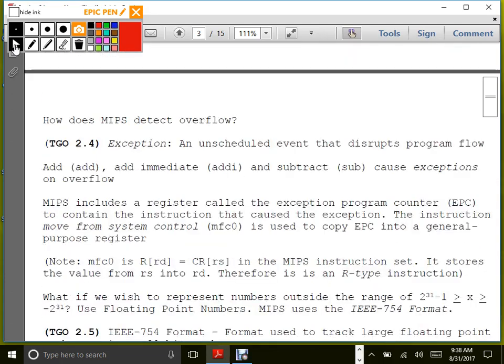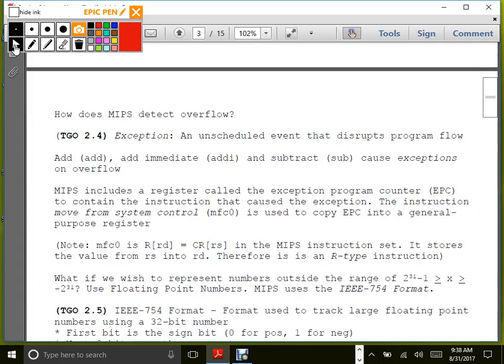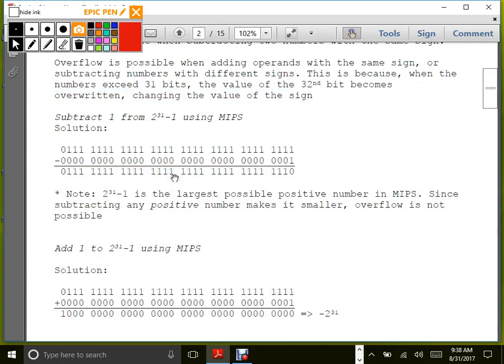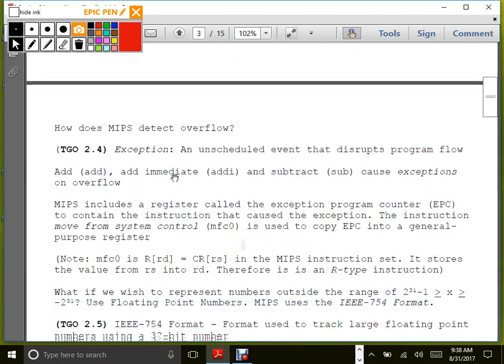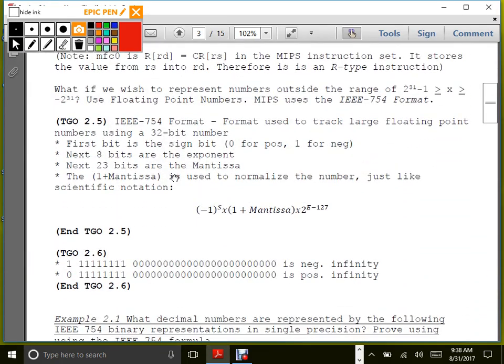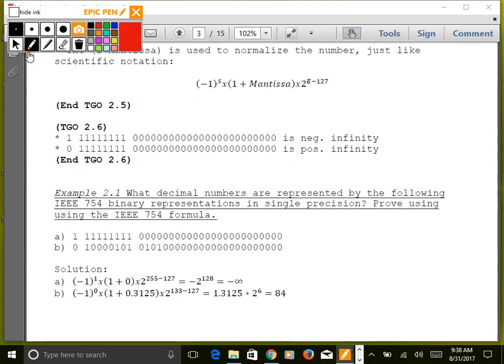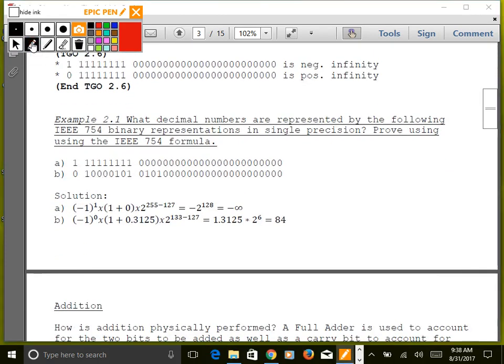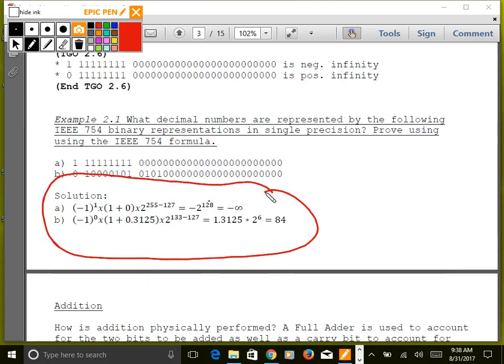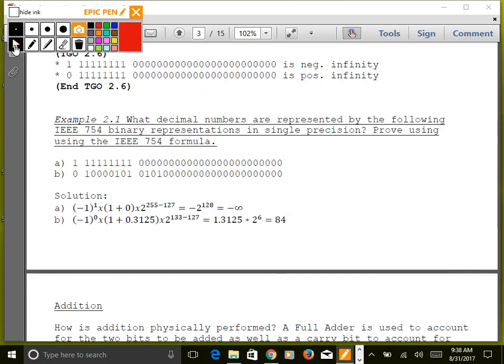Then we went into some problems, and we just briefly described exceptions. And then we talked about IEEE 754 format. We gave a couple examples of how we actually convert this exponent value, the mantissa value, and the sign bit to be able to obtain a number greater than 2 to the 31. Here we gave a couple of examples where it comes out to negative infinity, and here we were able to get the exact value of 84.